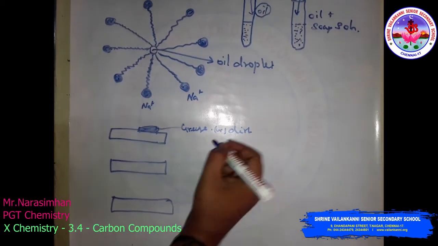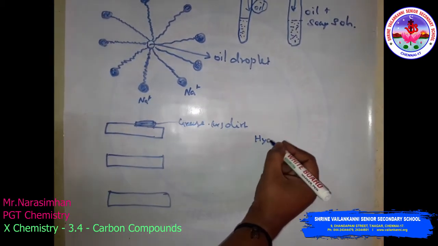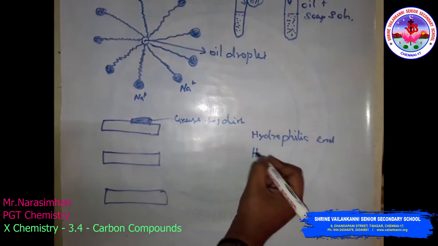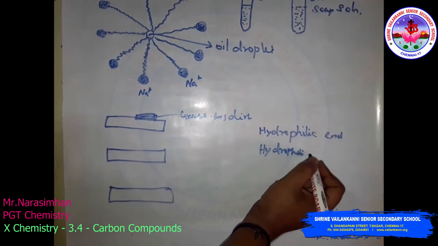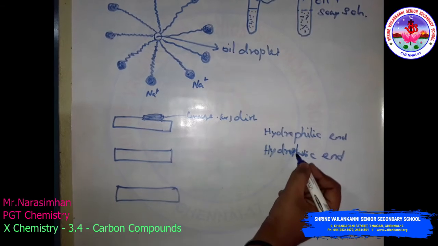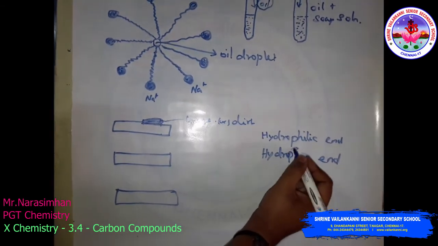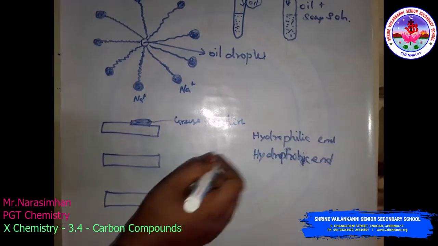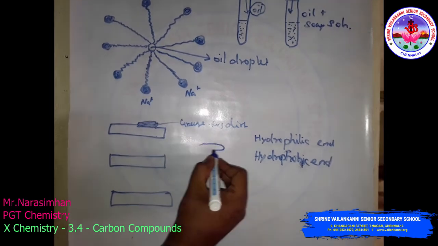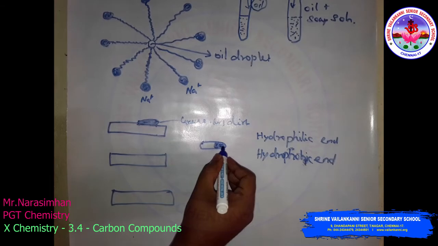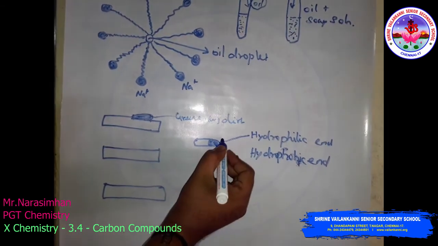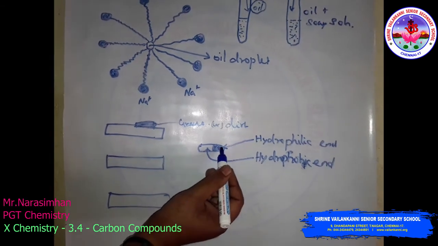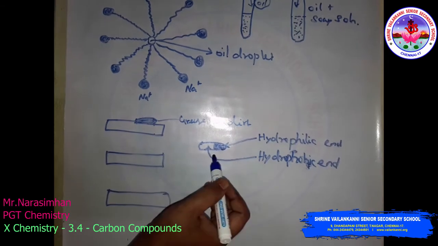They have different properties. One is called the hydrophilic end, and another one is the hydrophobic end. These two ends, the hydrophilic end and the hydrophobic end. I can explain here: this is the hydrophilic end, and this is the hydrophobic end. The darkened, shadow one is hydrophilic, and this is the hydrophobic.